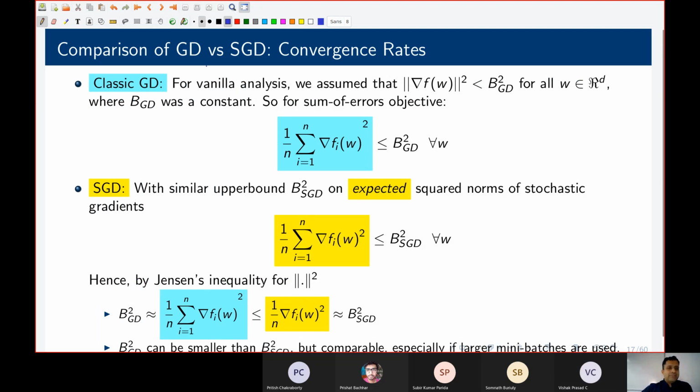Okay, so now we'll do some comparison: how classical gradient descent compares against stochastic gradient descent. So just putting them side by side. We had that the norm of the gradient squared was less than or equal to b square. So for the sum of squares objective, what's happening here? Oh, there's a norm missing, right? There's some norm missing here.